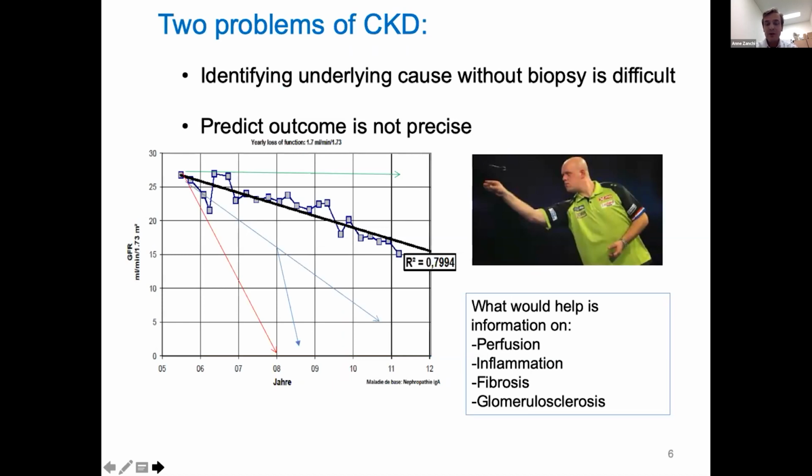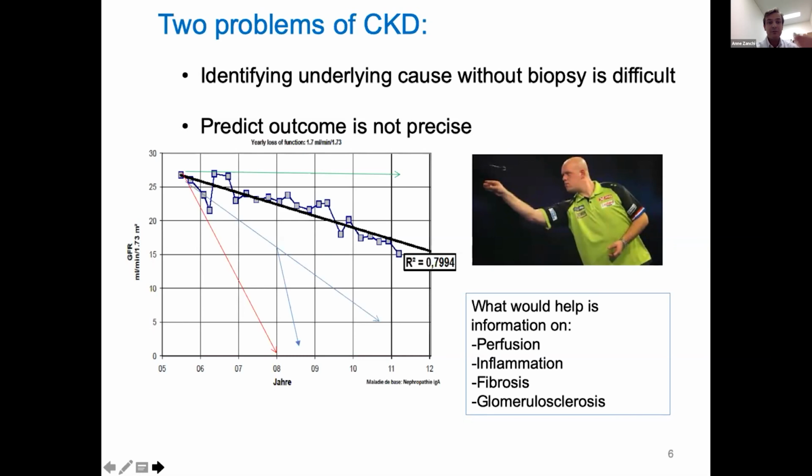There are in fact two major problems with CKD. First of all, making the right diagnosis without performing an invasive biopsy is difficult. And the second problem we have is that predicting its outcome is not very precise. It's like playing darts. You never know where the arrow goes. So on the left side of the slide, you see different evolutions of patients. Some remain very stable, others first remain stable, then decline their renal function. And basically, we don't know.